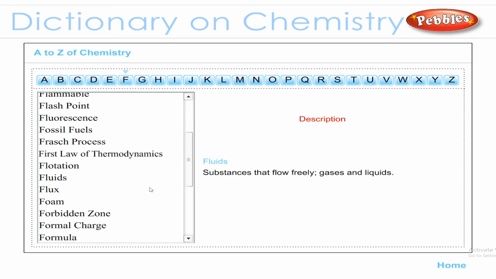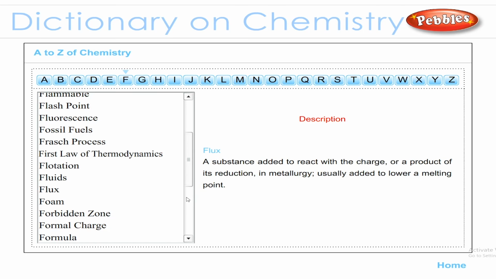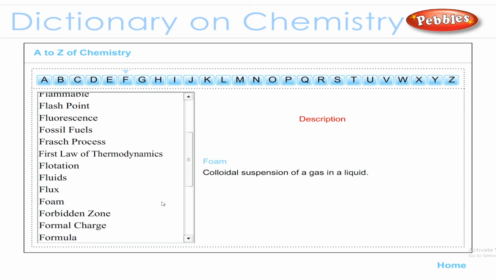Fluids, substances that flow freely, gases and liquids. Flux, a substance added to react with the charge or a product of its reduction in metallurgy, usually added to lower a melting point. Foam, colloidal suspension of a gas in a liquid.